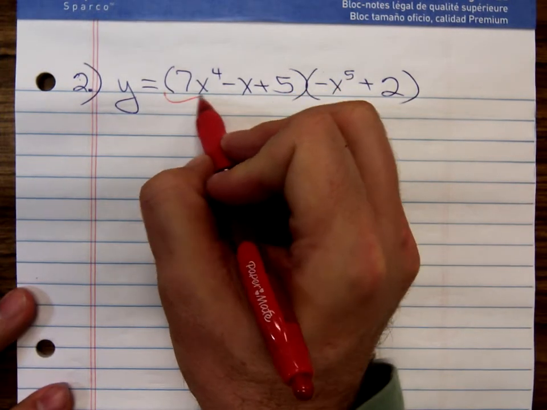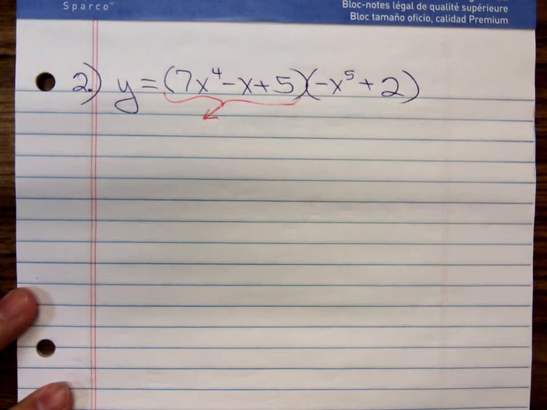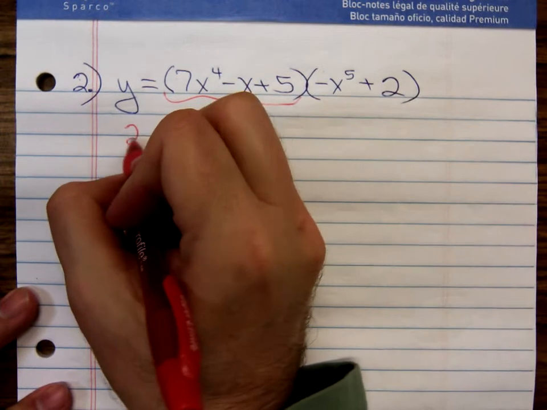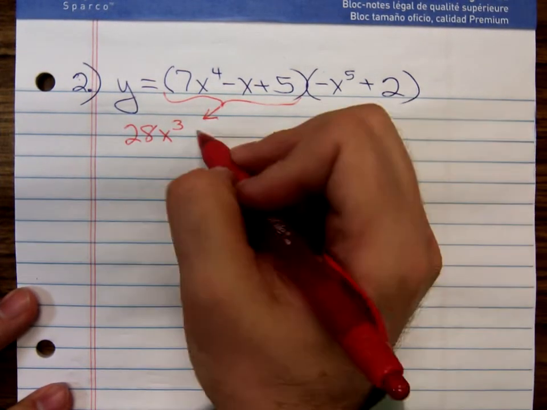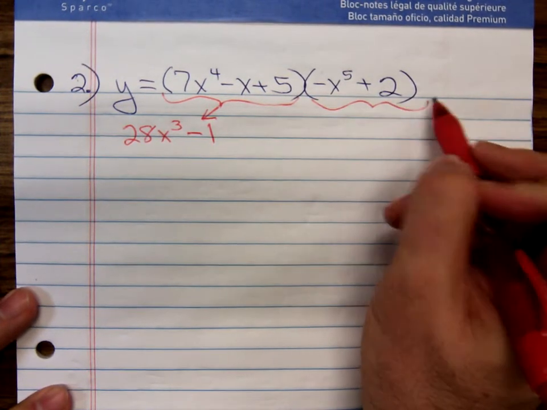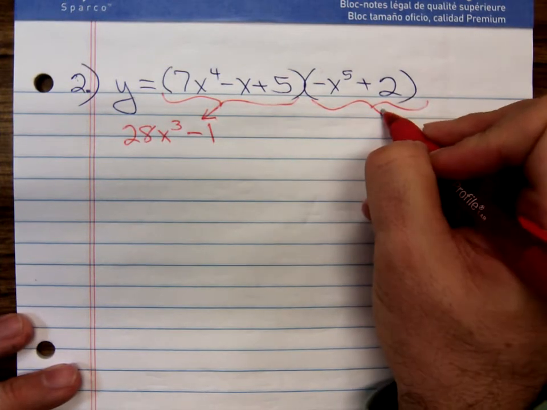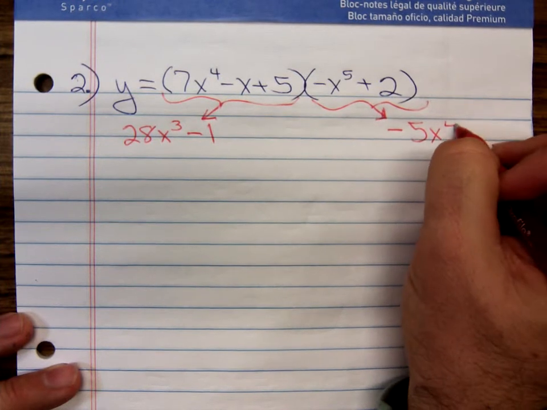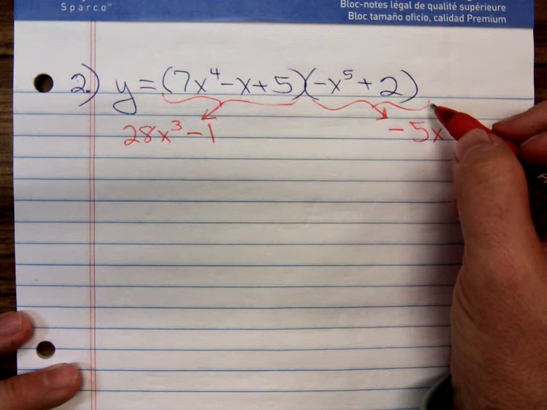So let's differentiate 7x to the fourth minus x plus 5. What's that going to give us? 28x cubed. Keep going. Minus 1. What about the derivative of negative x to the fifth plus 2? Okay, so there's a little arrow. Negative 5x to the fourth. Anything else? No, because the derivative of 2 is 0.